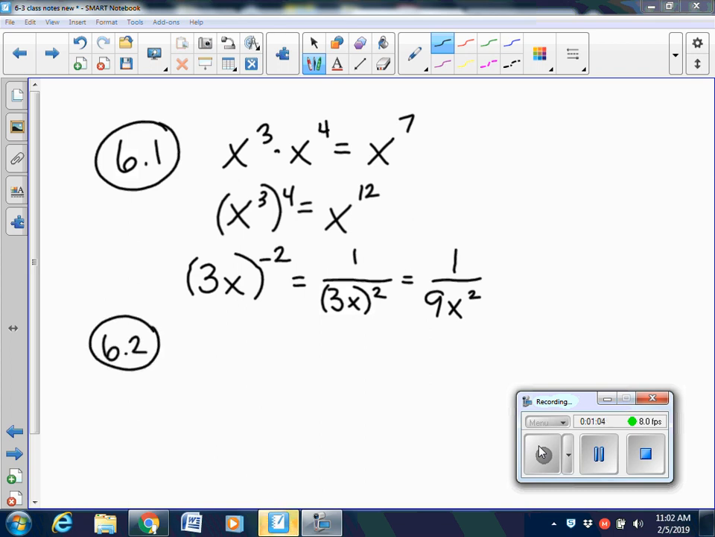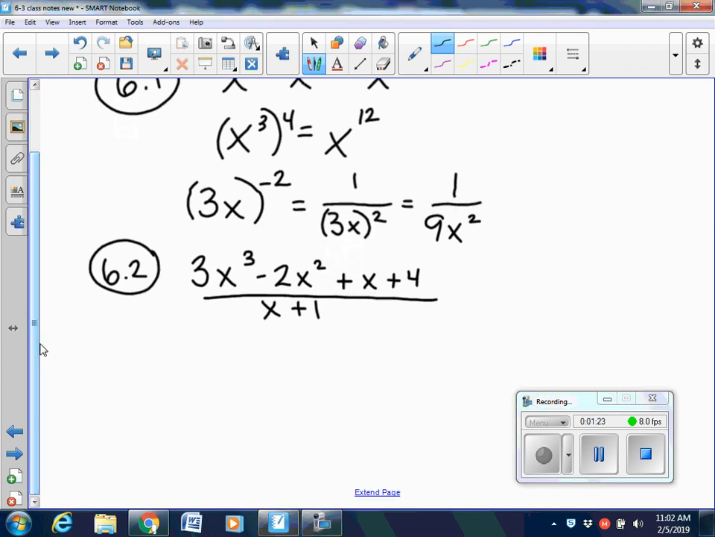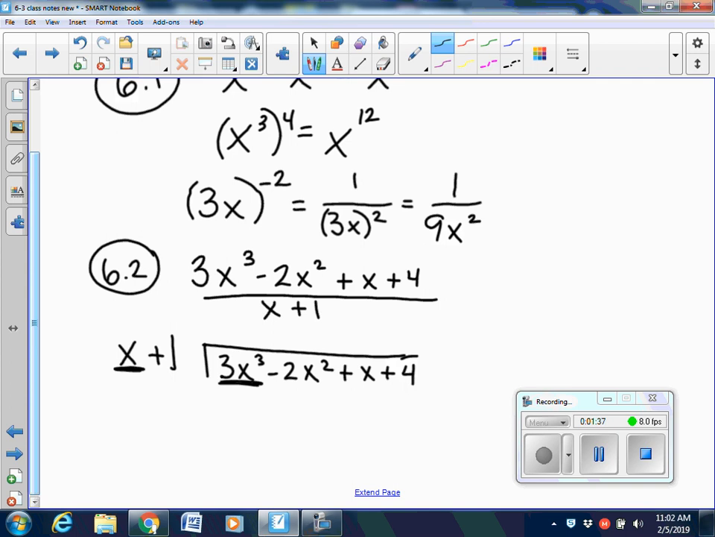In 6.2, we learned how to do long division and synthetic division. For example, 3x to the third minus 2x to the second plus x plus 4 divided by x plus 1. You put the x plus 1 on the outside, and you put the 3x to the third minus 2x to the second plus x plus 4 on the inside. You compare the x with the 3x to the third, and it's missing 3x to the second. You multiply 3x to the second times x, and you get 3x to the third plus 3x to the second.